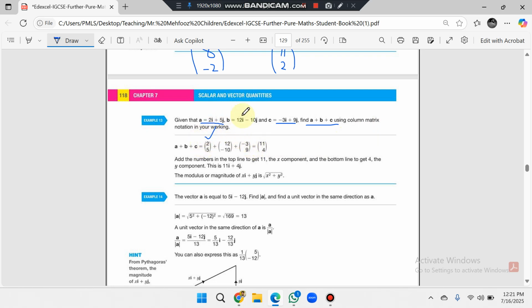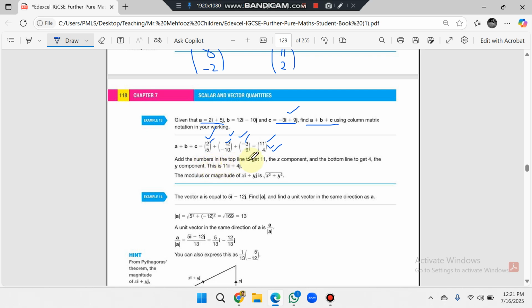Right? And that is 12 minus 10, that is minus 3, 9. Okay, and in column matrix you can see that when we add or subtract the upper values to the upper values, it becomes 14 minus 3, that is 11. And also lower values are added or subtracted into the lower values, that are 5 minus 10, that is minus 5, and minus 5 plus 9, that is plus 4. So your answer will be (11, 4) for A plus B plus C.